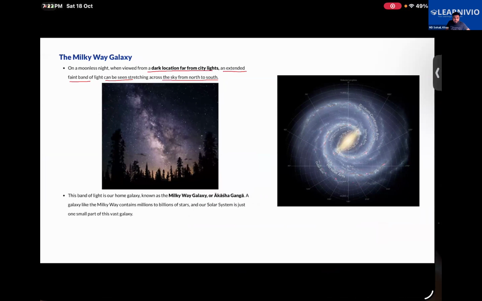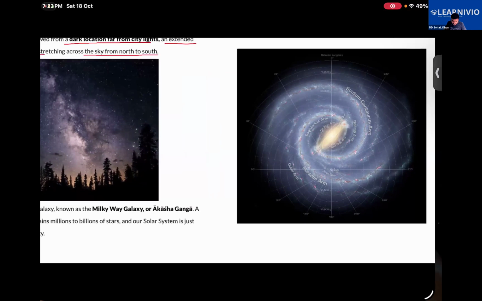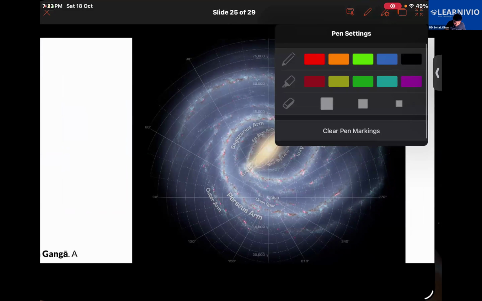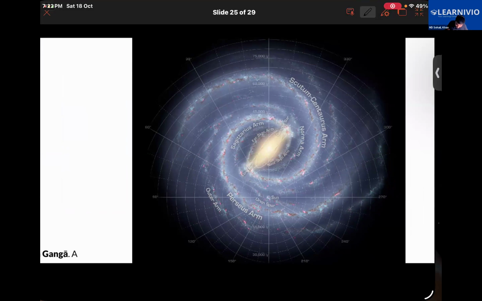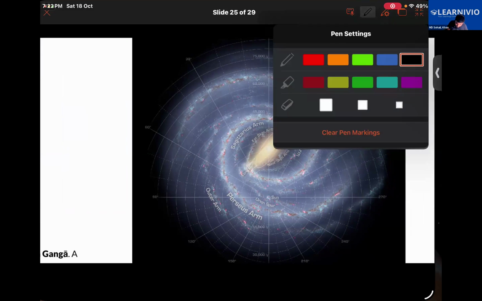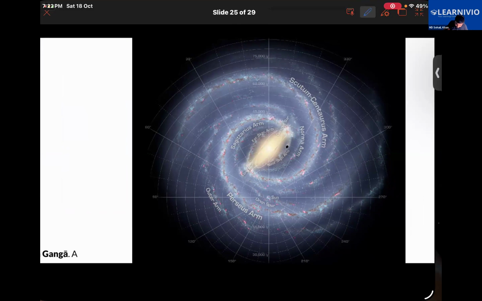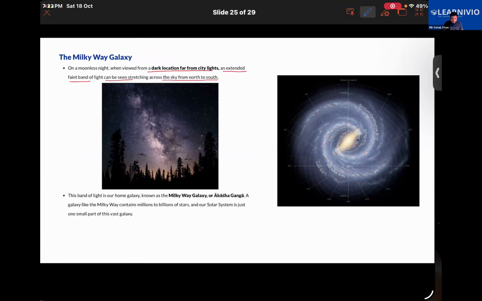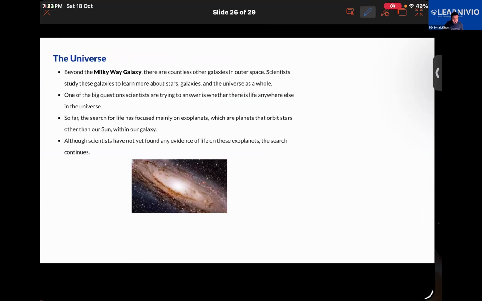If you were to find where the sun is, let's suppose in this Milky Way galaxy, this is where the sun is. Upon zooming in, we will get to know that there are many other planets in it also. So our solar system is just one very small part of this Milky Way galaxy.